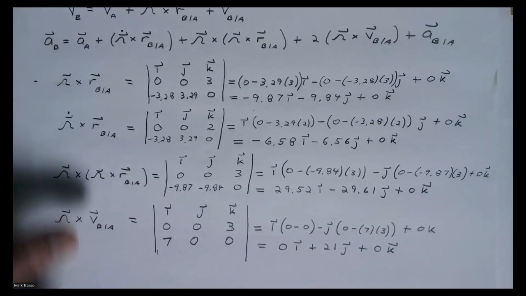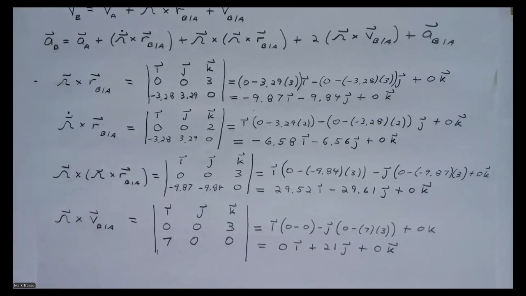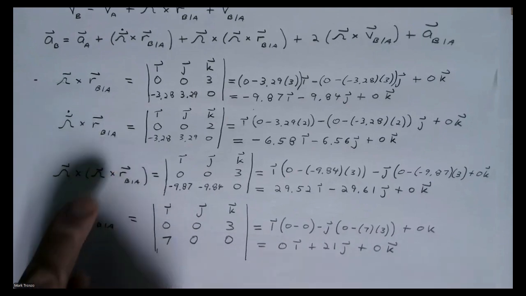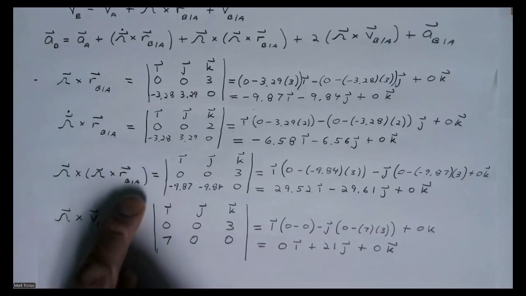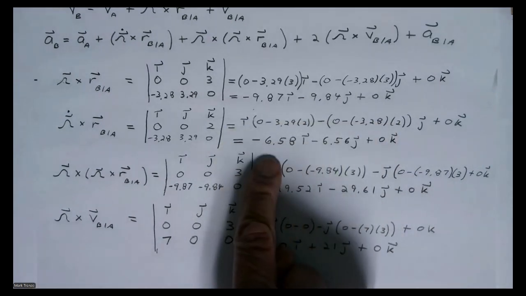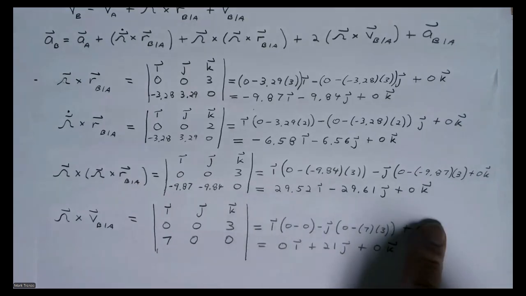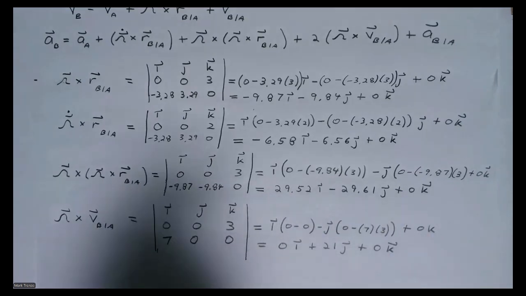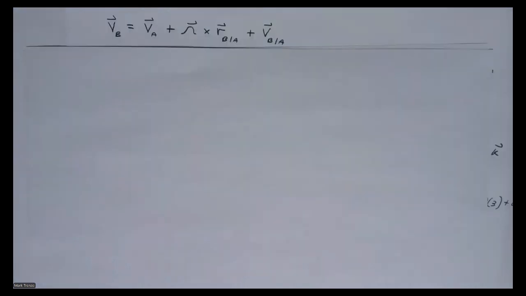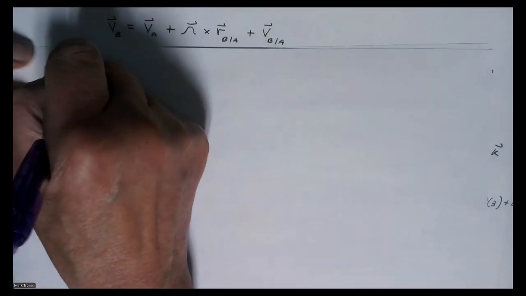And here are the rest of the calculations if you'd like to check them. Again, omega dot RBA, and then this cross product and this cross product. And we get this and this and this and this. And next, substitute into the equations.